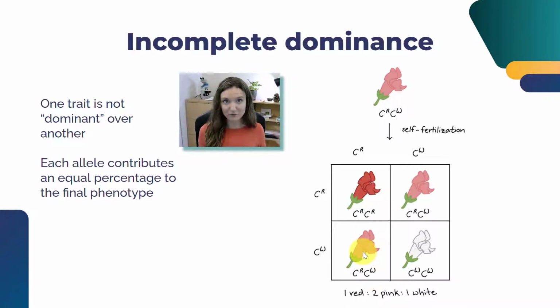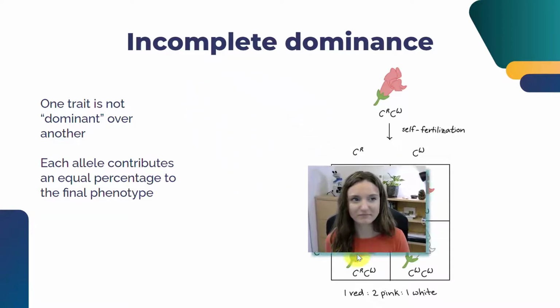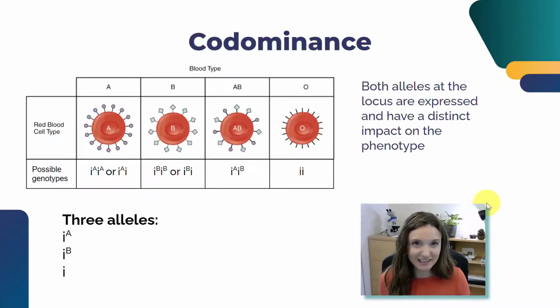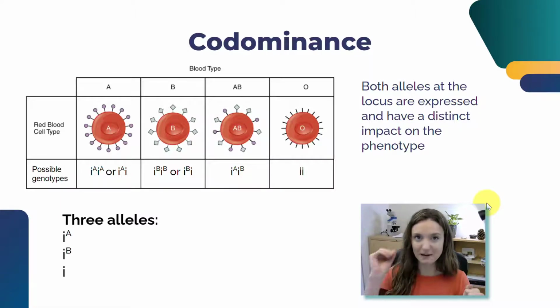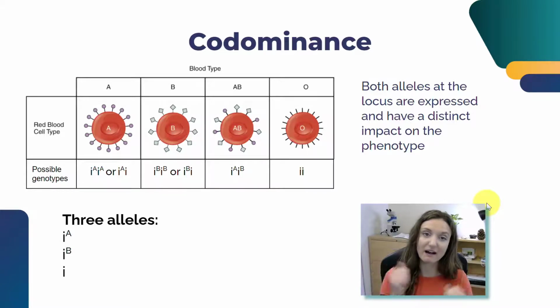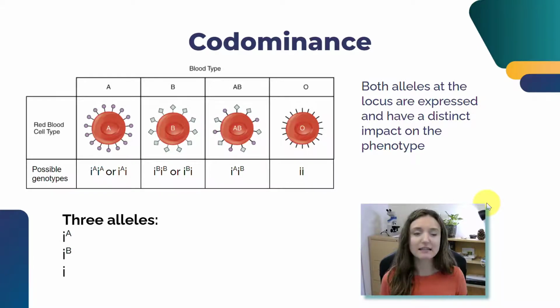And what do we get when we mix red and white? We get pink, right? So each allele is going to contribute an equal percentage to the phenotype, but those 2 alleles blend together to create a middle phenotype, you could say, between the 2 extremes of either allele. This is very subtly different than what we call codominance. So codominance, instead of blending, we have distinct effects, individual impacts of each allele that an individual has.